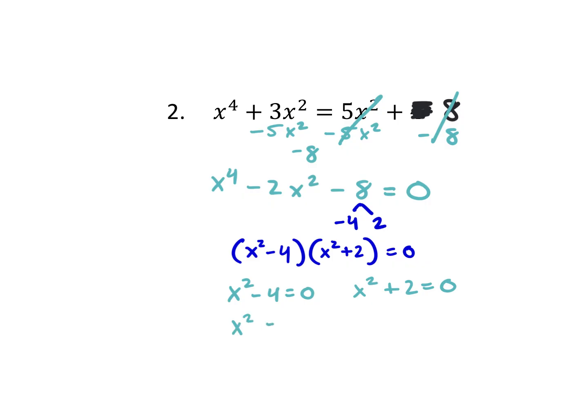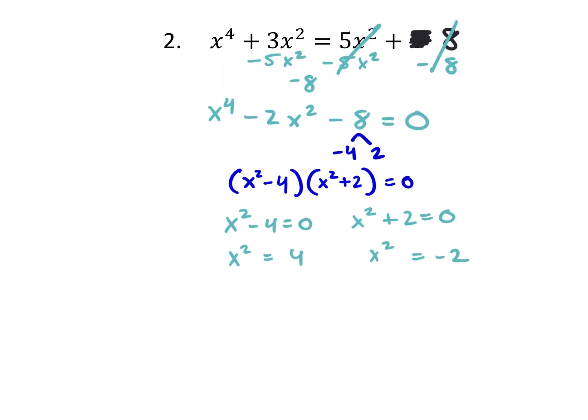So x squared equals 4 and x squared equals negative 2. What would we do next? Square root both sides. So what does x equal? Plus or minus 2. Perfect. And then same thing with the other one. We're going to square root both sides. So what does x equal?